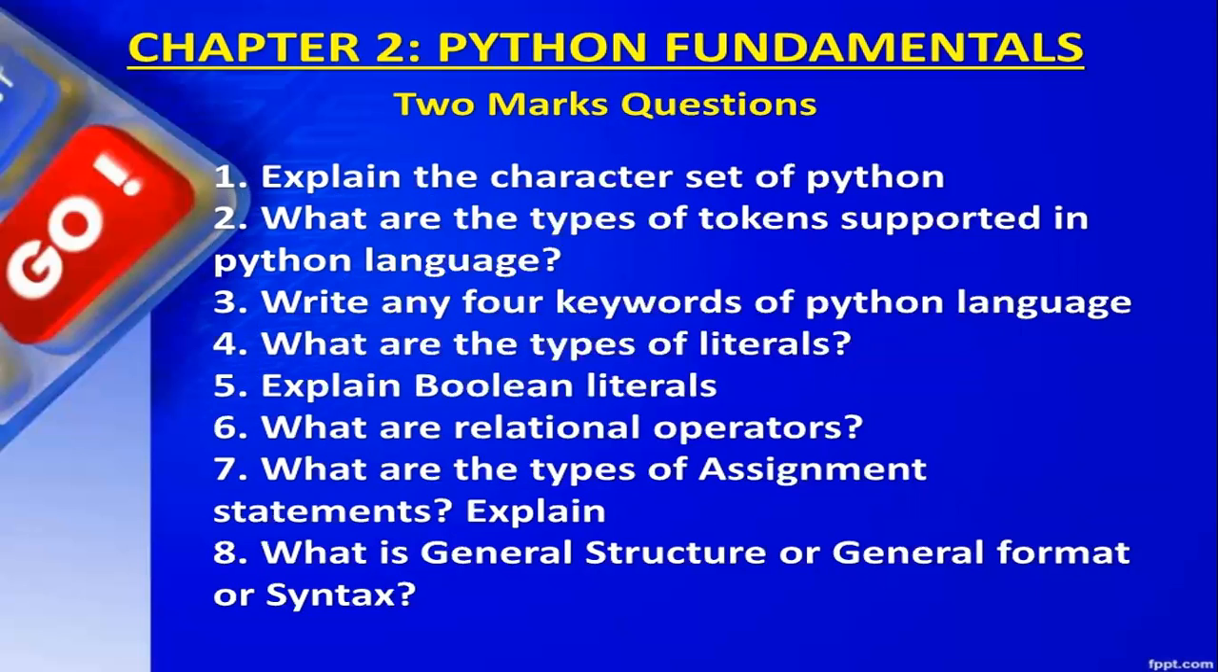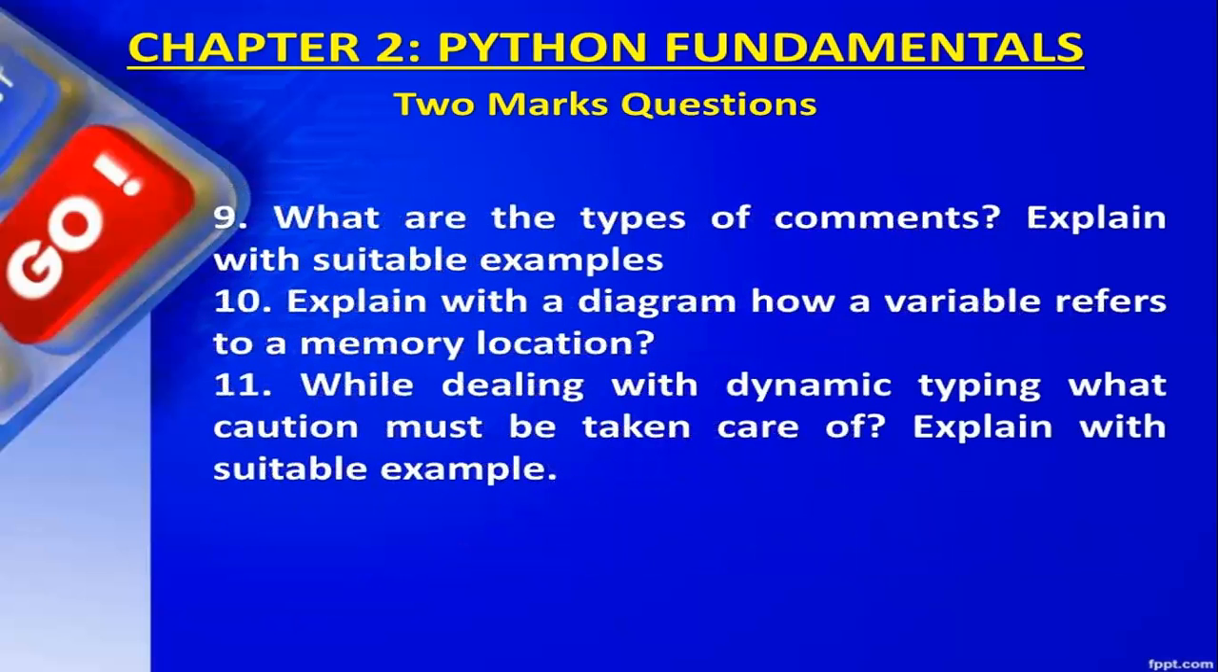Okay, and yeah, all else you will do. You're not doing question number 4 and question number 6 in this page. What are the types of comments? Explain with suitable examples. Explain with a diagram. This is very important. Explain with a diagram how a variable refers to a memory location. While dealing with dynamic typing, what caution must be taken care of? Explain with a suitable example.